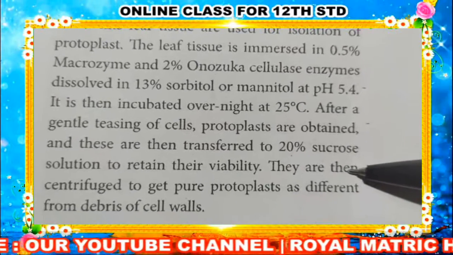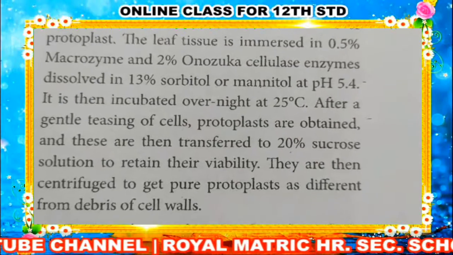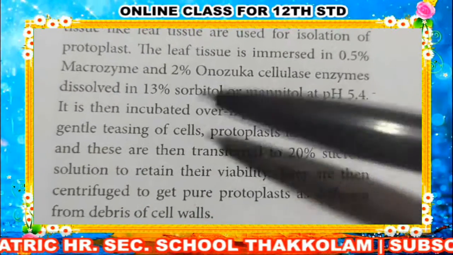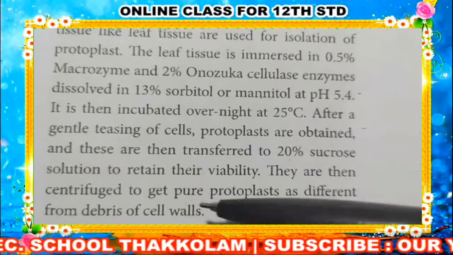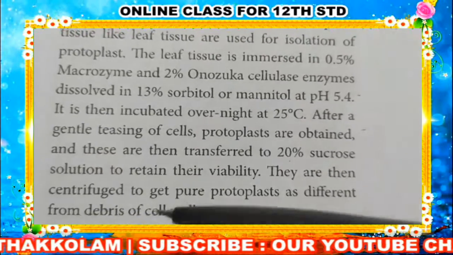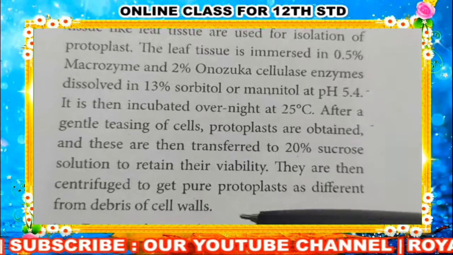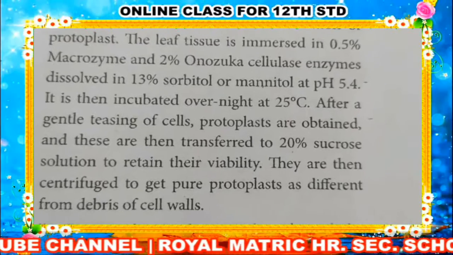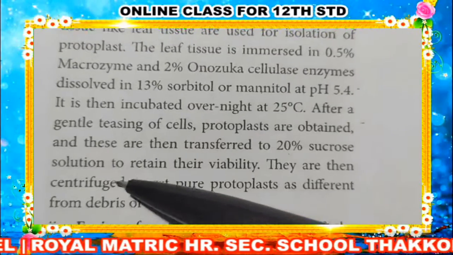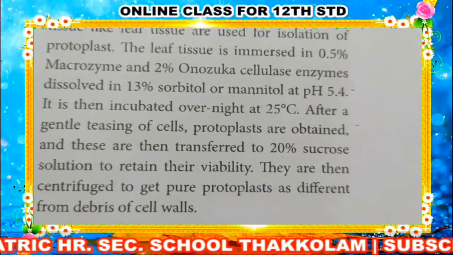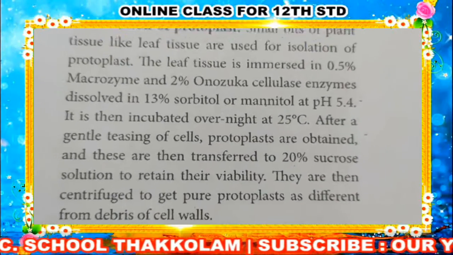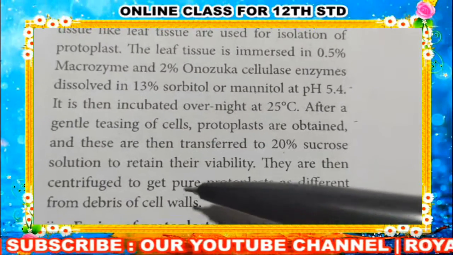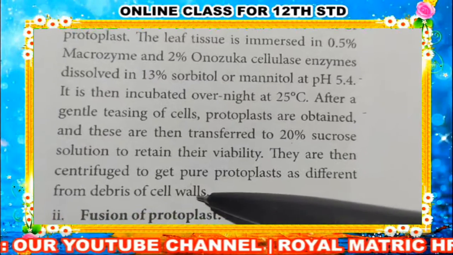Then they are centrifuged. A centrifuge is an instrument in which centrifugal force is applied and the cells are made to circulate in a direction, to get pure protoplast as different from debris of the cell wall. The dead cells are removed and the pure protoplast is obtained. When the test tube with the solution is circulated under centrifugal force, we get the pure protoplast without any dead cells.